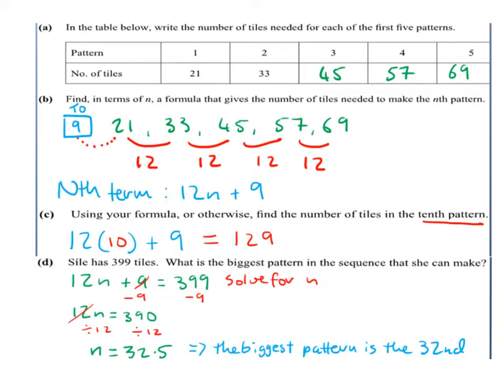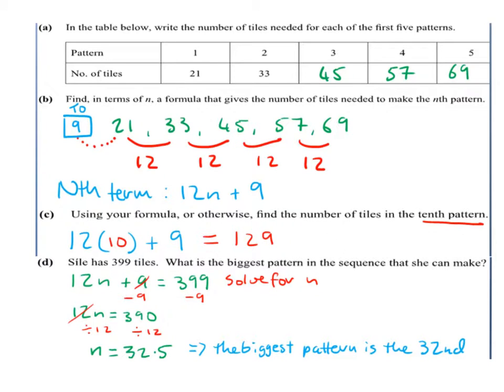Now, one way to get the nth term is to start at the first term and just go back by 12. So since we're going up by 12 each time, if we subtract 12 from 21, we get 9. So this we could call term 0, since this is actually term 1. So we have 12n plus 9. So that's like a shortcut method to actually get the nth term.